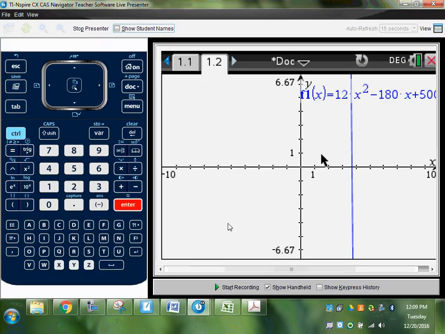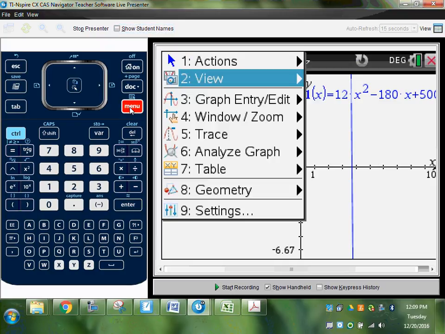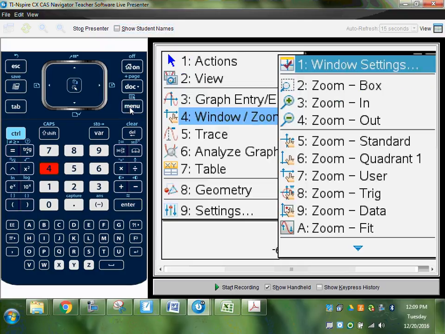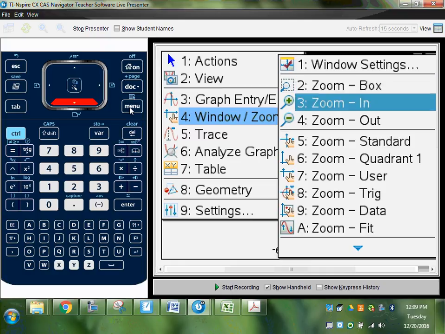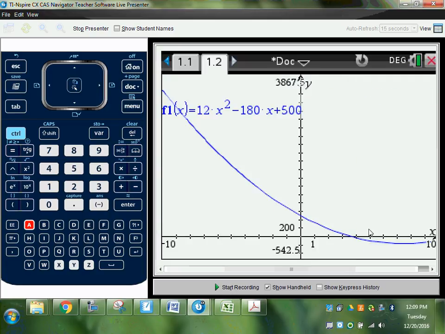Let's do this. Do me a favor, please go into menu and go to 4 for Zoom. We're going to go back to the standard window in just a minute. Let's go to Zoom fit for A. I just want to see where that other 0 is. Because how many zeros does this equation have to have?